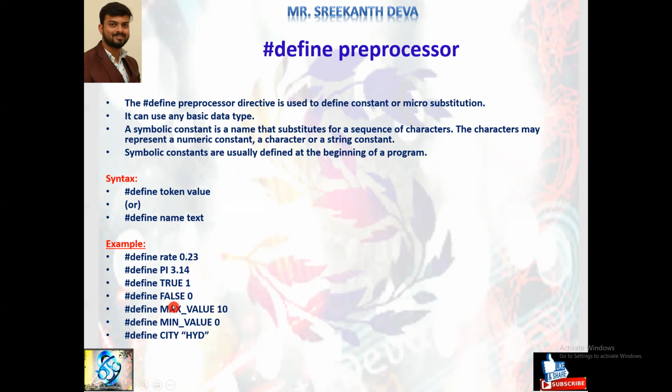Okay, if I want to define the true value and false value as constants in C language, then we go with the #define preprocessor. #define MAX_VALUE 10, #define MIN_VALUE 0, #define CITY Hyderabad. Like, I want to define constants for the basic data types. These are all basic data type examples. Okay, we try to discuss one by one.